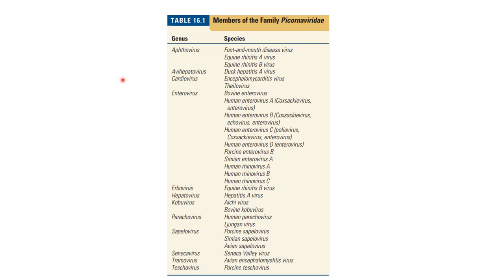The genus Hepatovirus contains a single species, the human pathogen hepatitis A virus, that has only one serotype. Virions are highly stable and resistant to acid pH and high temperature, that is 60 degrees for 10 minutes. The virus infects epithelial cells of the small intestine and hepatocytes. The Parechovirus genus contains two species, human parechovirus and Ljungan virus, a virus of rodents.